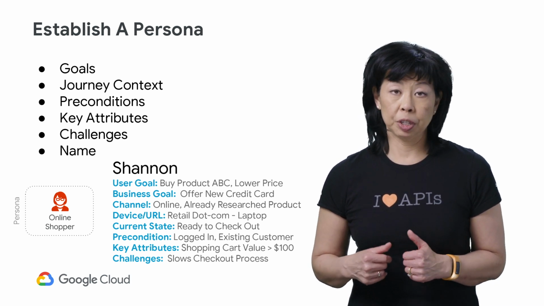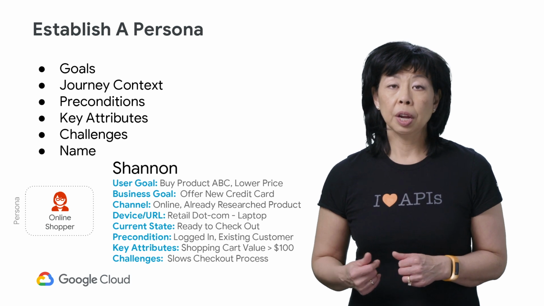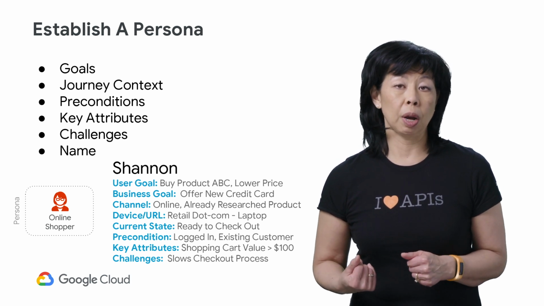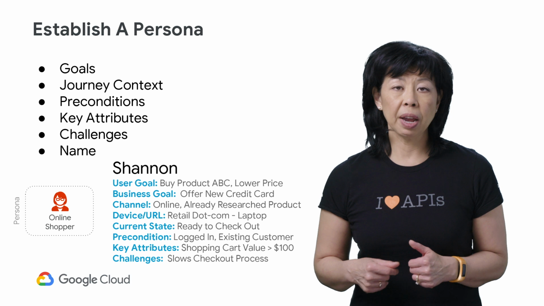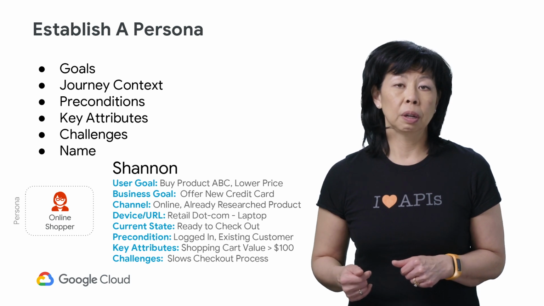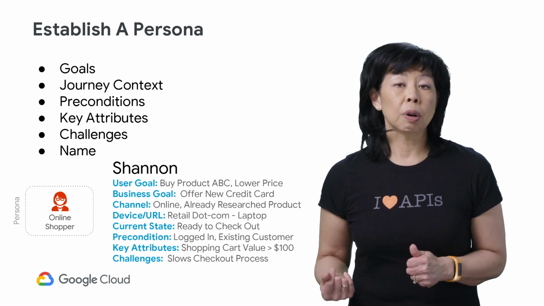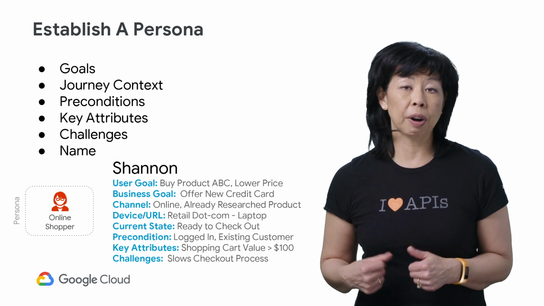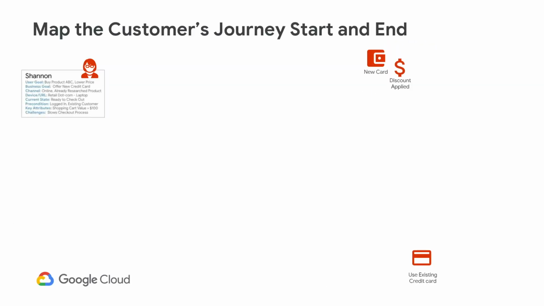For example, if the checkout process is too lengthy, she may abandon the application process, or worse yet, she might abandon checkout altogether. With all this information captured, write them out and have it handy to reference. Now that we have the persona and we have the context on where Shannon is in the overall customer journey, we can dive deeper into where the APIs fit in.